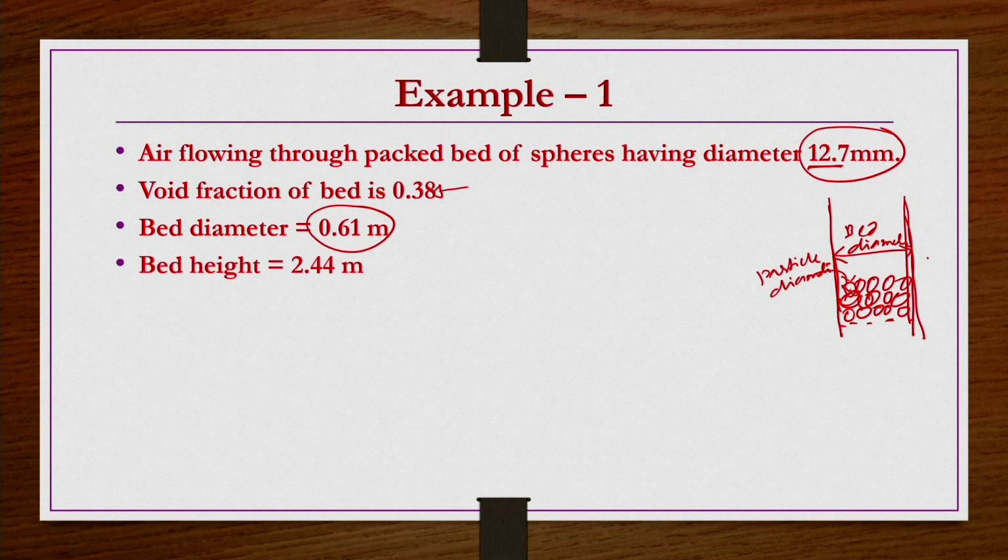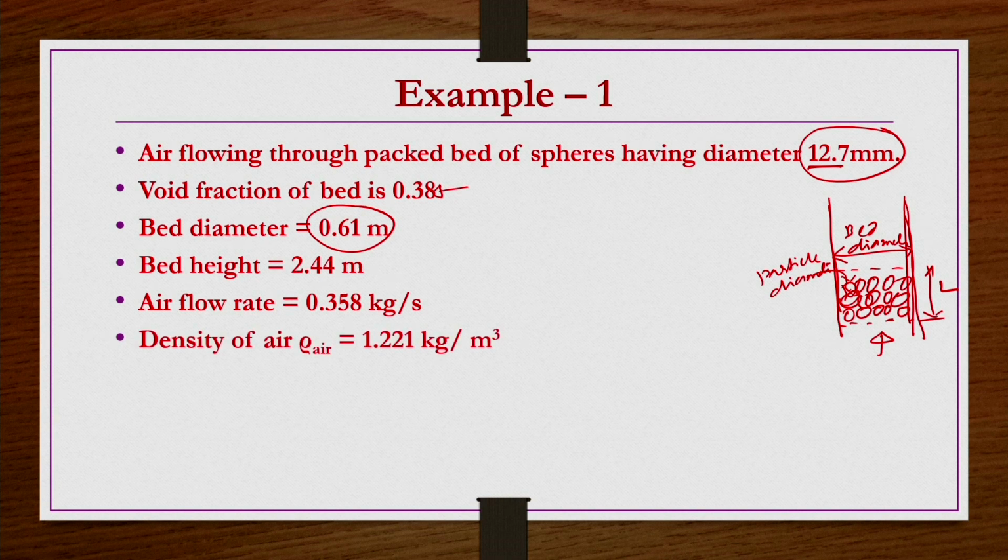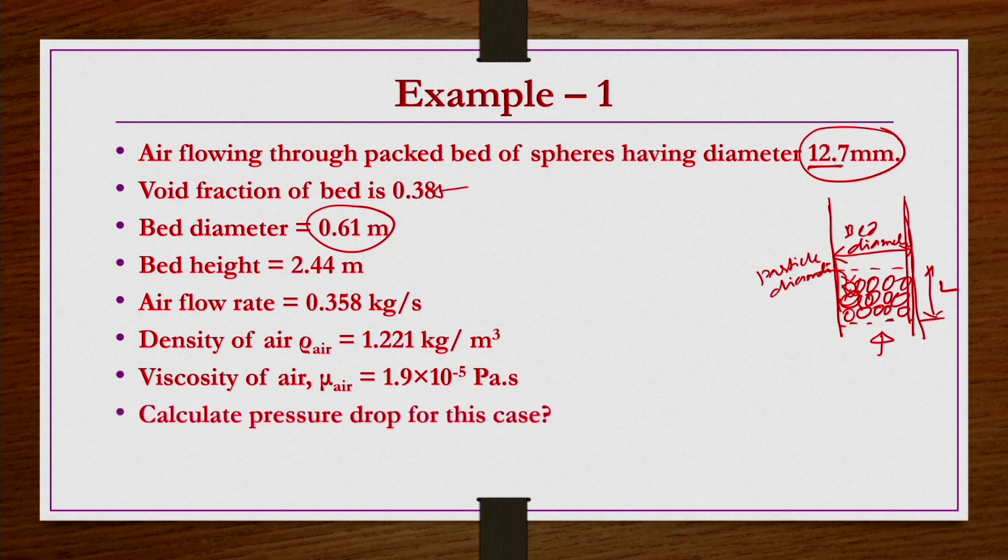Bed height, L, the packing height: let us say you packed up to this part. The packing height is L, it is not the length of the entire column, it is only the packing height. It is 2.44 m, and then air is flowing through this bed at 0.358 kg per second. The volumetric flow rate is not given, the mass rate is given. The density of air is 1.21 kg per meter cube, and the viscosity of air is 1.9 into 10 power minus 5 Pascal second. Calculate the pressure drop.